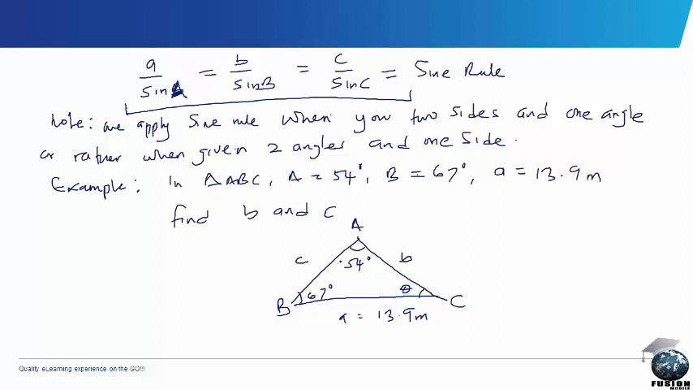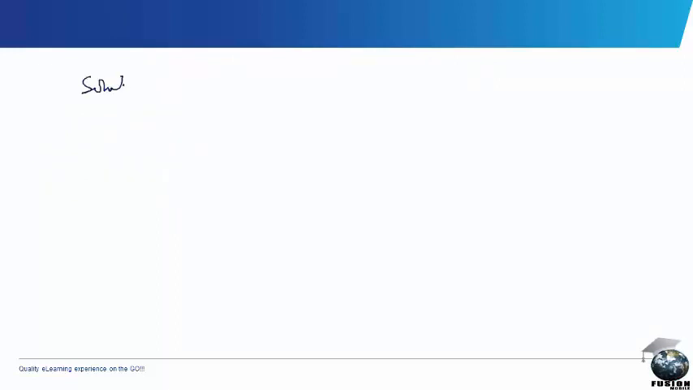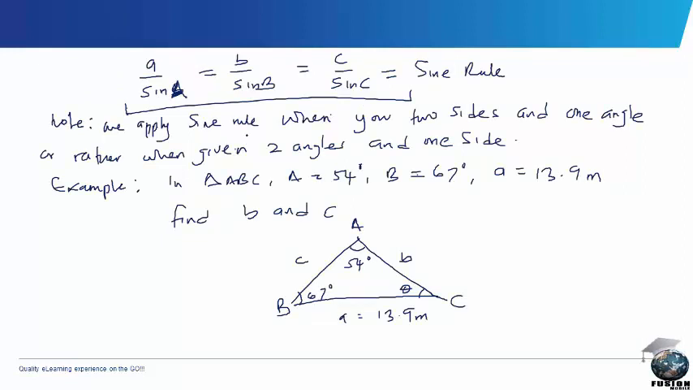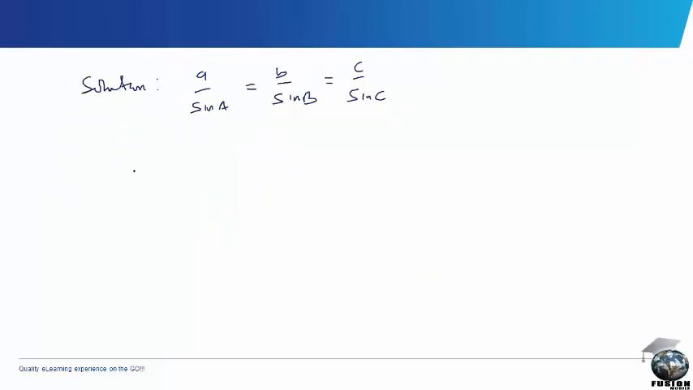So how do we go about this? Remember that the sine rule states that a over sine A, that is, the sides of a triangle are proportional to the sines of the opposite angles, so b over sine B is equal to c over sine C. All we have to do is choose any two that can help us quickly get the sides. Here we have angles A and B and side a, so we can substitute.